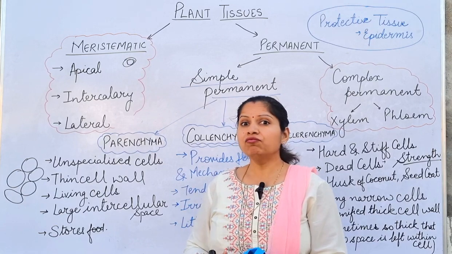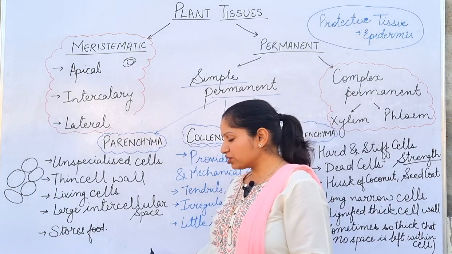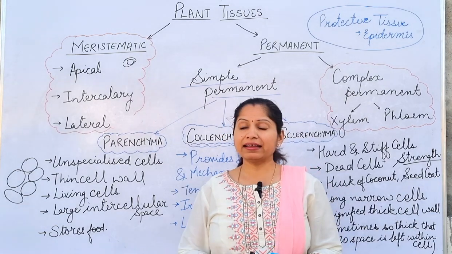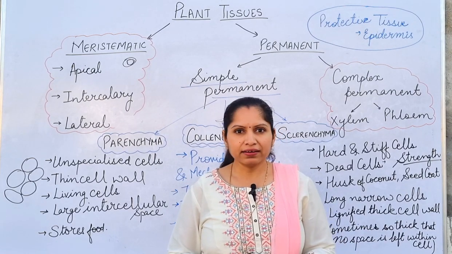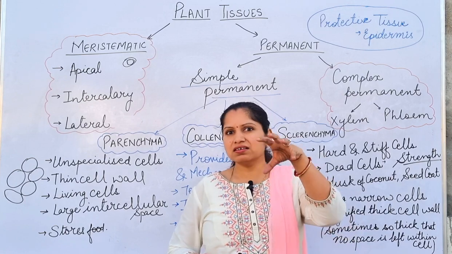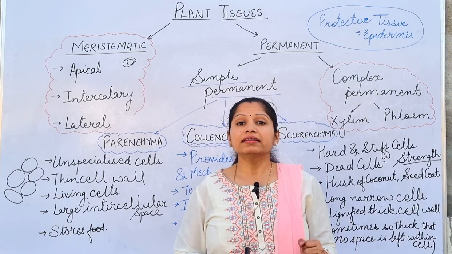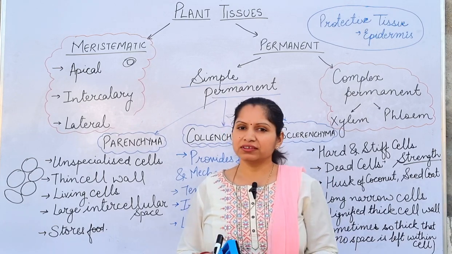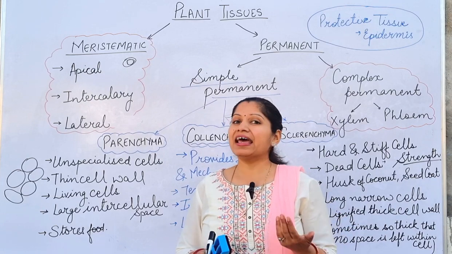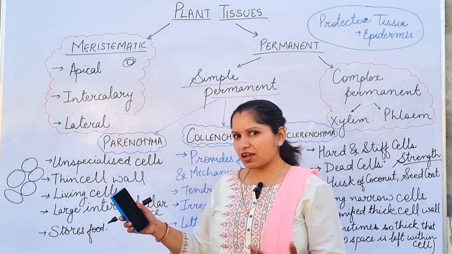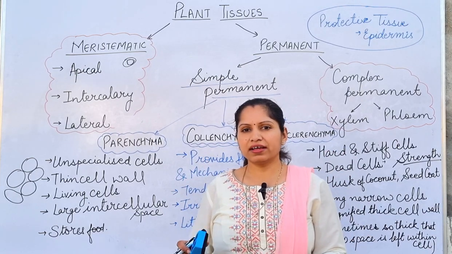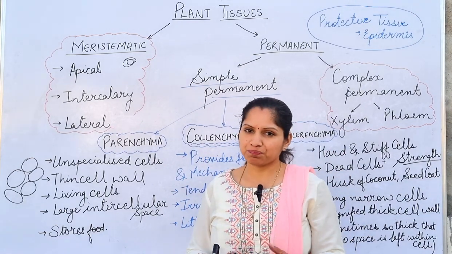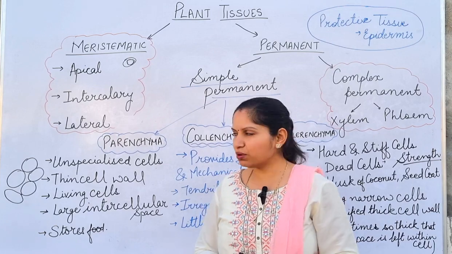Apart from that, in floating plants, especially the aquatic plants that are floating, like lotus and water hyacinth, these parenchyma cells sometimes have air spaces between them that help the plant to float, and then they are known as aerenchyma. So if parenchyma cells have air spaces between them, then they are called aerenchyma. Okay, I hope that is clear to you all.